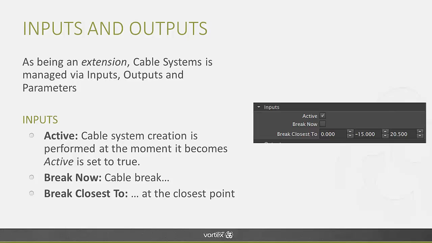Let's take a look at the inputs. The first on top is the active checkbox. Active signals the system that the cable needs to be generated and appear within the simulation. This is an input, therefore it's controllable via a script if you need the cable to appear or disappear at various moments in the simulation. Break now is used to signify to the simulation that the cable needs to break now. The break closest to section right under tells the computer where to break the cable.